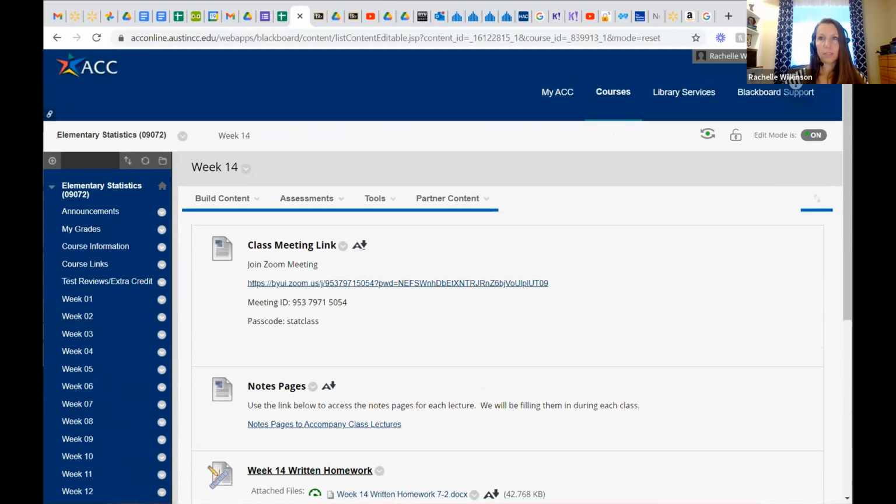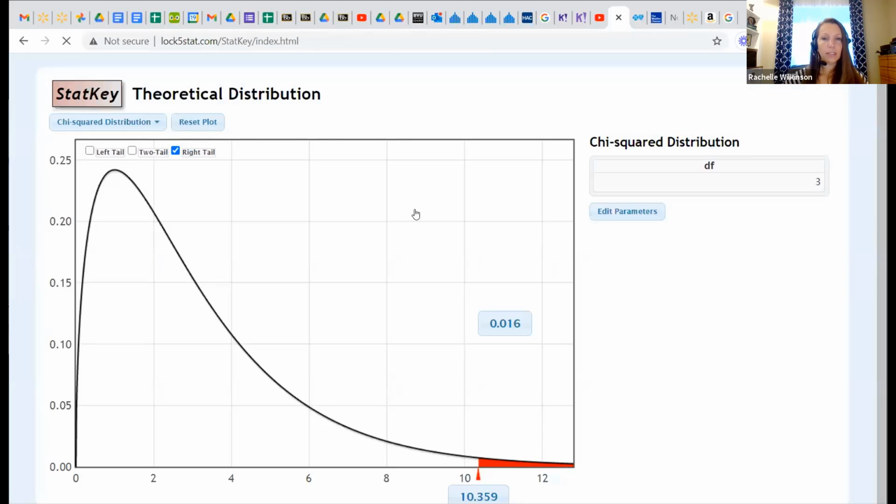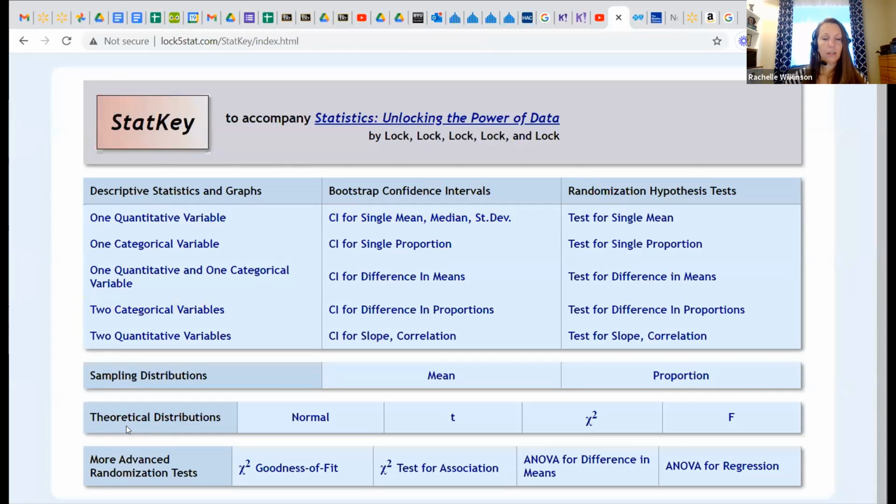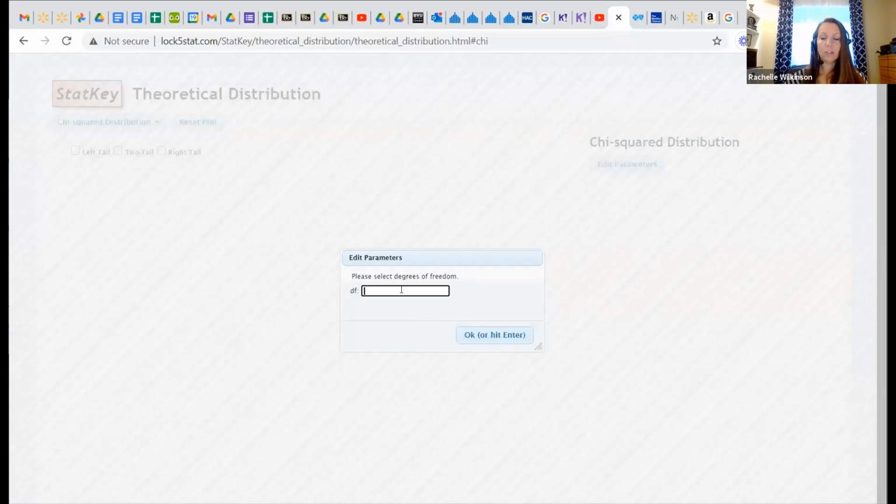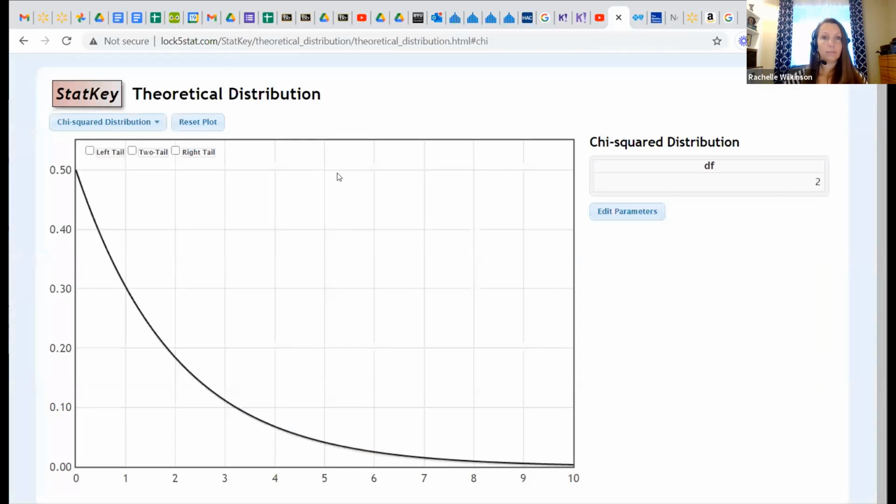So first I've got to open up a StatKey window. In StatKey, down here where it says theoretical distributions, we've looked at normal, we've looked at t, and now we're going to look at this chi-square. So I click on the third option over where it says chi-square. I'm going to tell it how many degrees of freedom I have, which in this case is 2. You'll notice for chi-square tests the degrees of freedom are not very big.